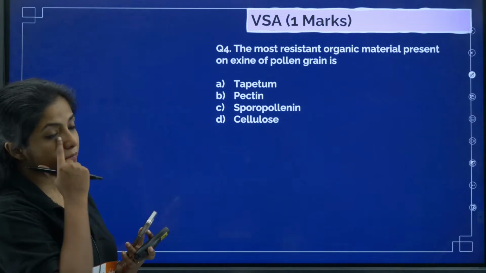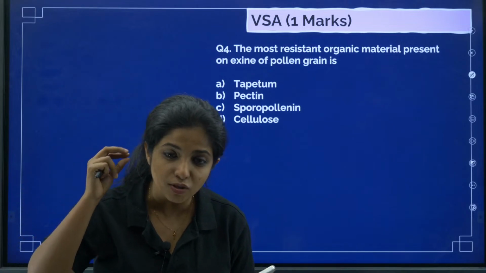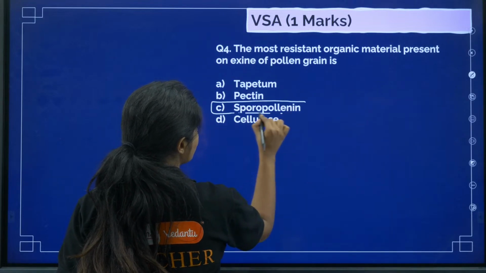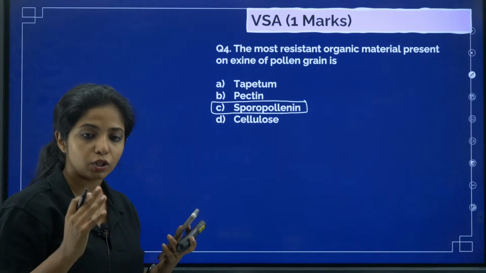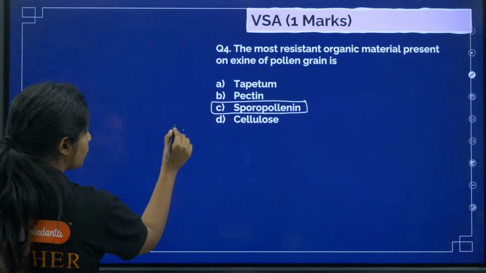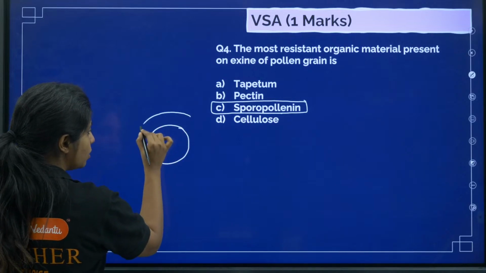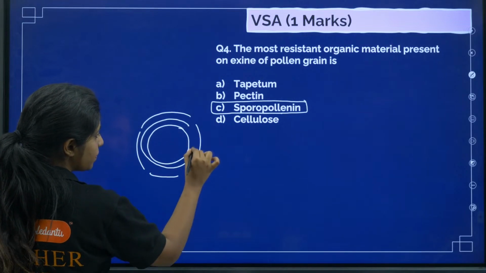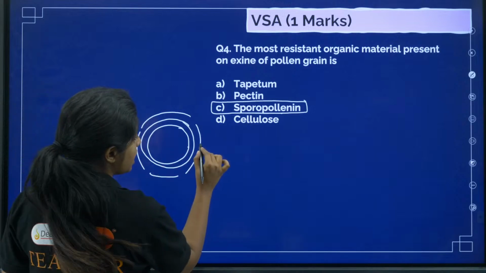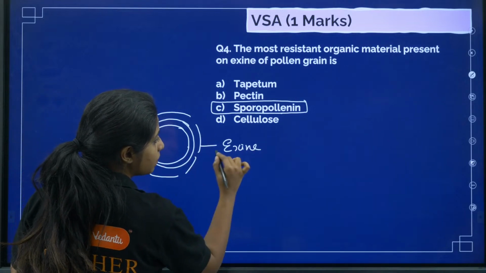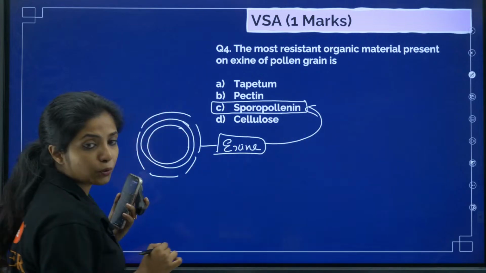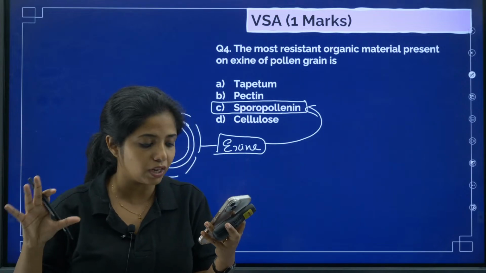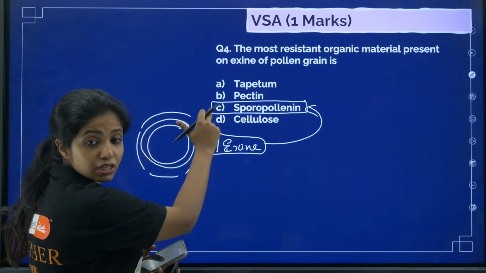Chalo, let's see. So children, for the most resistant organic material, if this term comes anywhere in the exam, understand you are being asked about sporopollenin. And where do you find sporopollenin? The pollen grain has one outer layer which is not continuous. It has pores like this. Then there is one inner layer, and then a plasma membrane. This outer layer which is not continuous, you call exine, my dear children. And this exine is made up of sporopollenin, which makes it really, really safe. So even if pollen grain is deposited here and there, it will be safe for a very, very long time. So exine has sporopollenin.